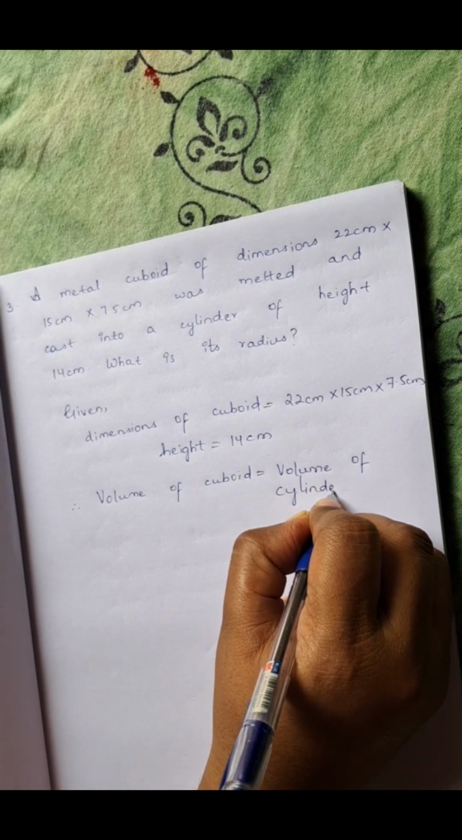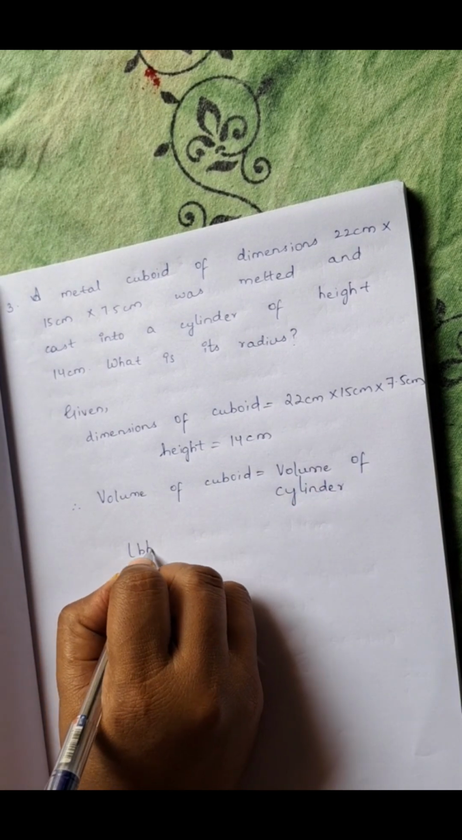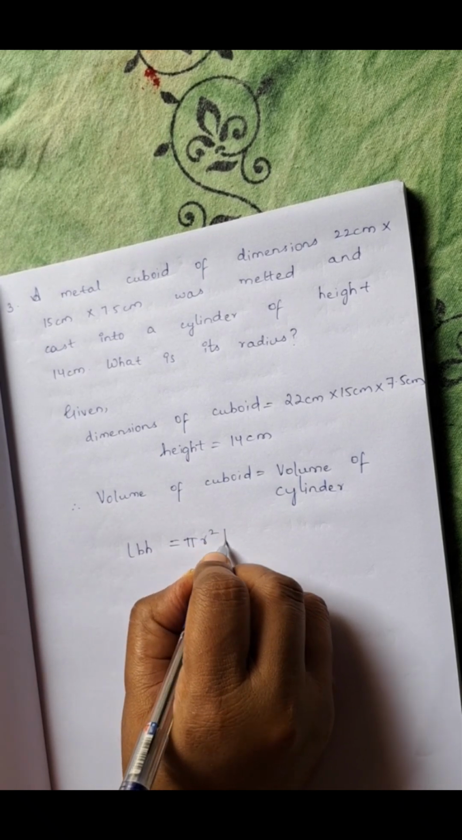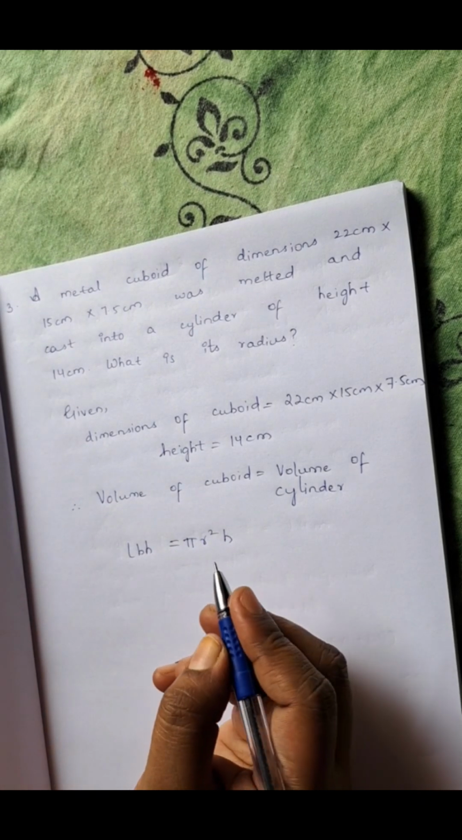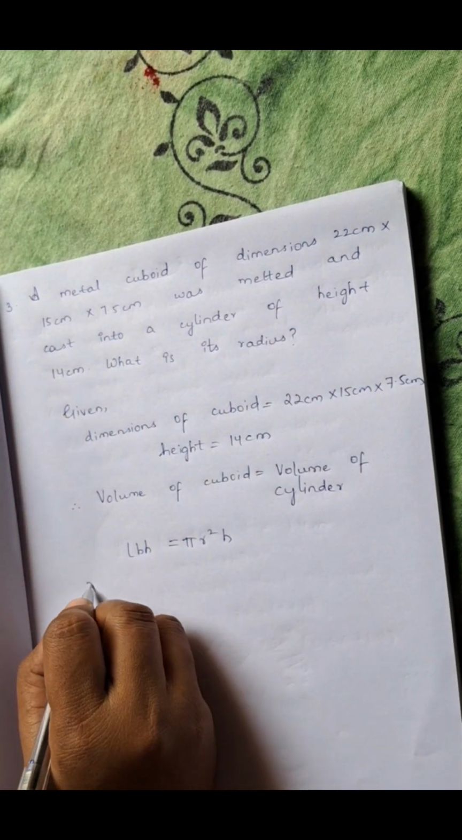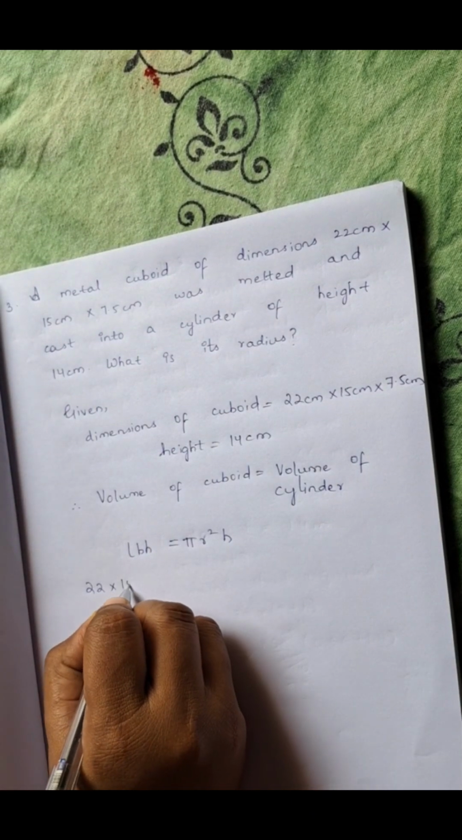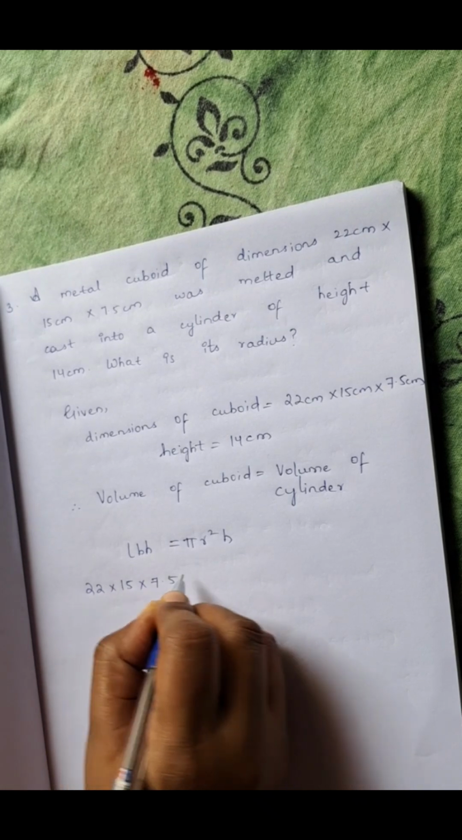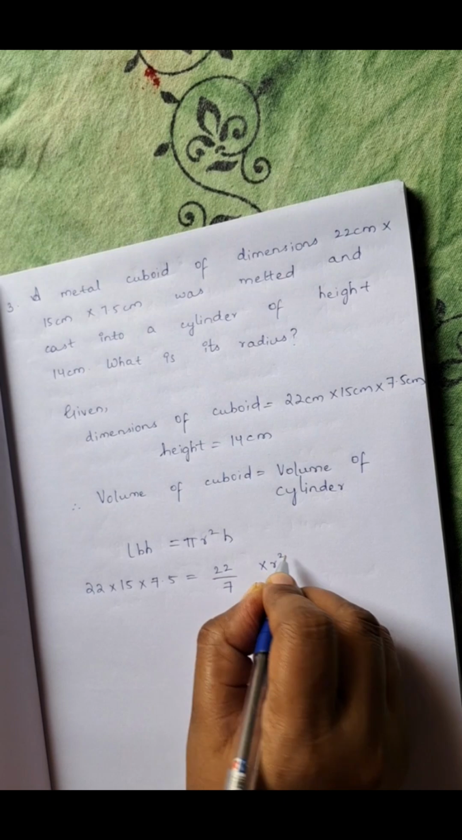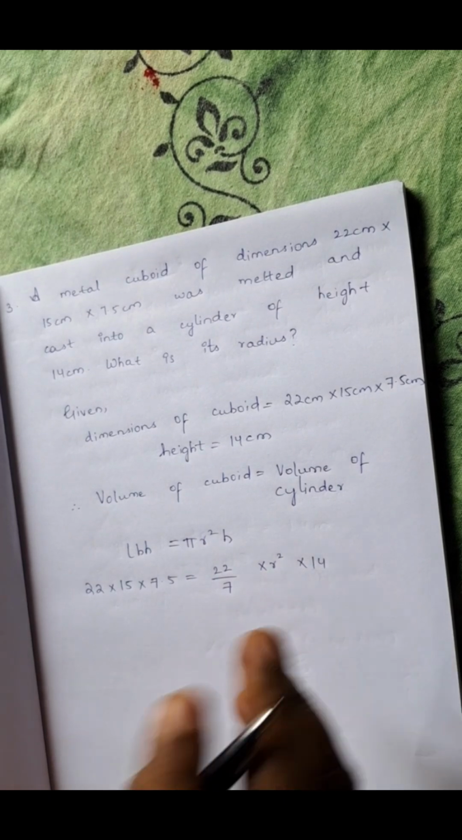So what is the volume of cuboid? LBH, right? And what is the volume of cylinder? Pi r square h. Okay, are we having all the information? First LBH we have already been given: 22, 15 and 7.5. So this will be 22 into 15 into 7.5, which is equal to pi, which is 22 by 7. R we don't know, we need to find out. H is what? 14 of the cylinder.